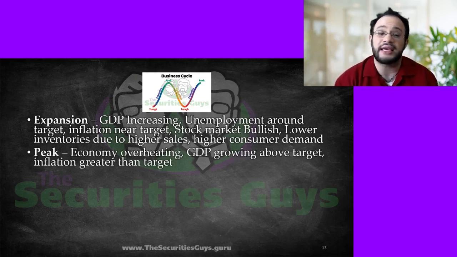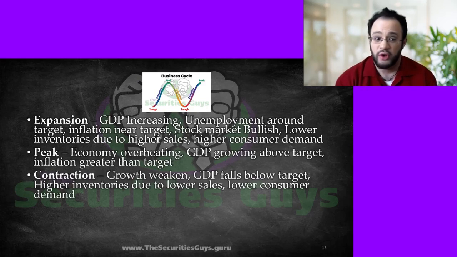When we hit the peak, the economy is now basically overheating. GDP is growing above the target. Inflation is greater than the target. We then go into contraction. We head downhill. Growth weakens. GDP now falls below the target. There's now higher inventories due to lower sales. There is lower consumer demand.